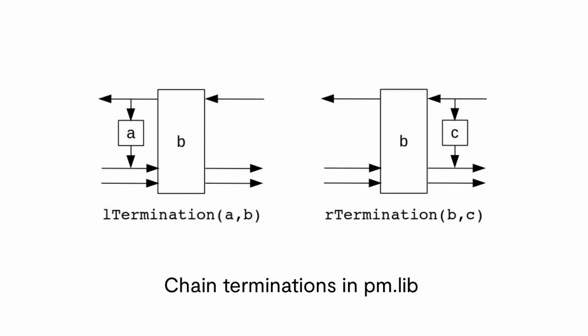They take two arguments. lTermination takes an element A and an element B. The element B can literally just be a chain or anything you want to give to it, and A is the actual termination. Same thing for rTermination, but it works basically the other way around.